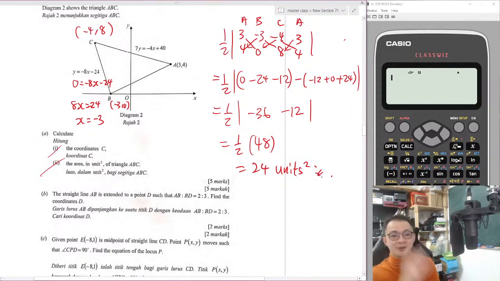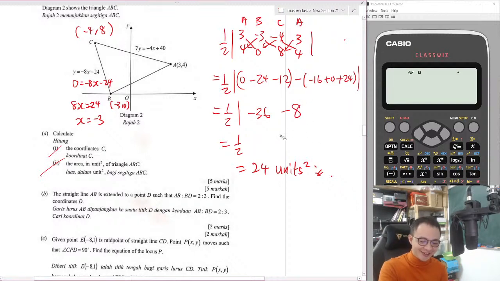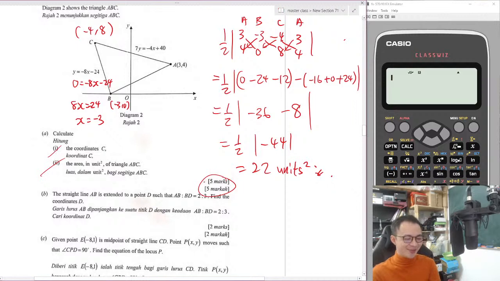Okay, so minus, did I multiply wrongly? Yeah, it's 16, it's 16. Okay, thanks for telling me that. Okay, so yeah, this is minus 8. So this one will be negative 44. So the answer is 22. Yup. 5 marks. Make sure you don't make any carry mistake like I do. Okay, so far so good.